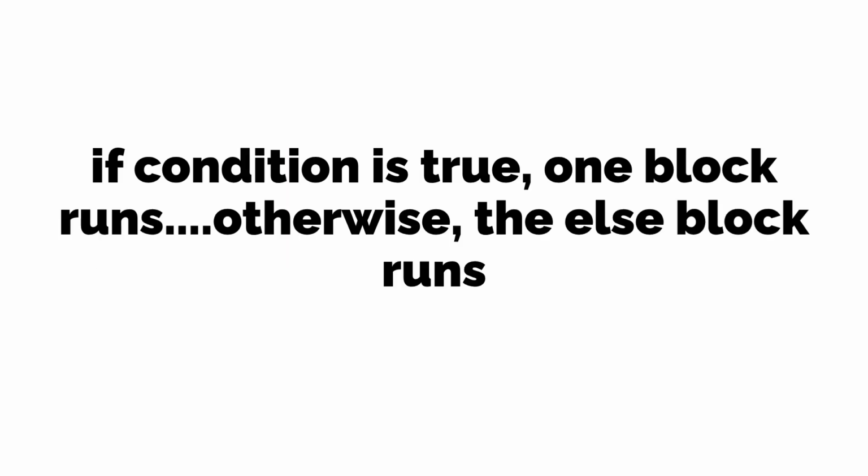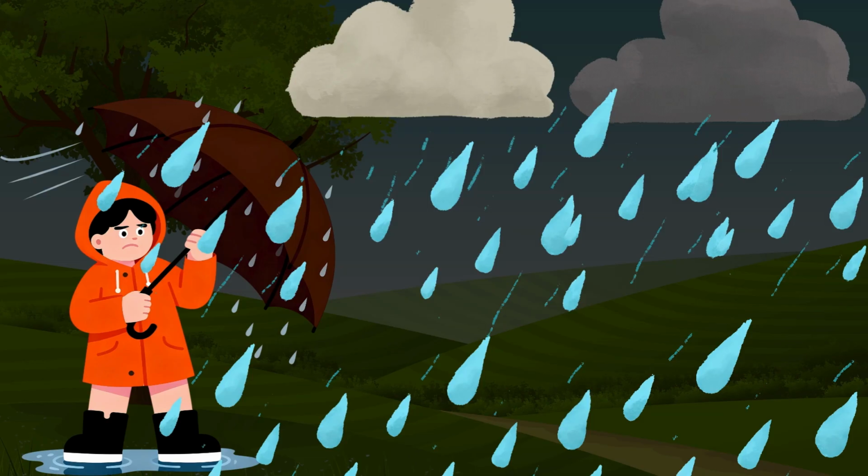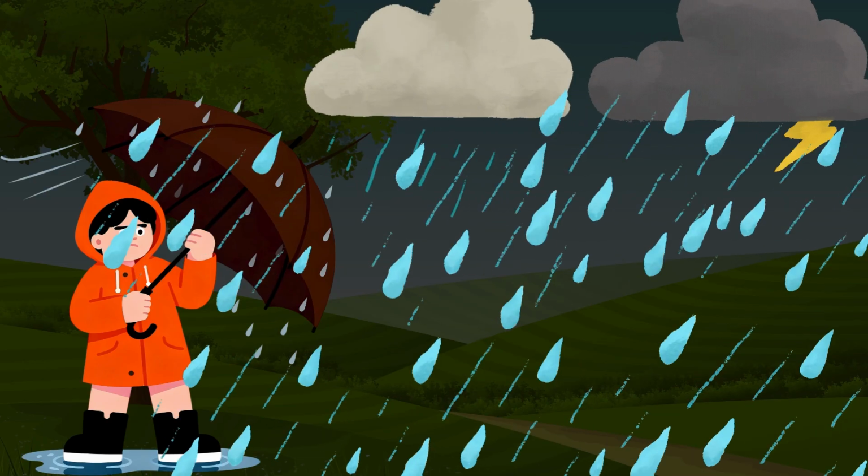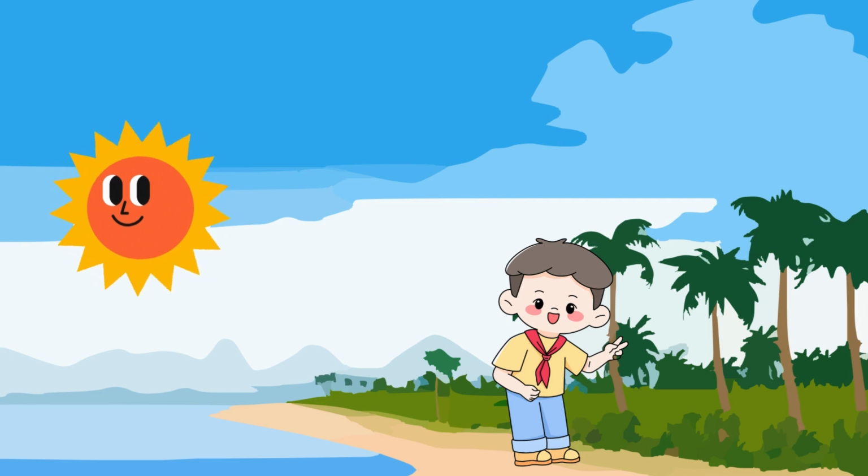Let's understand if-else using weather. If-else helps us to take decisions in programming. Imagine if it is raining, you can take an umbrella, else you can go out normally and enjoy the weather. That's if-else.